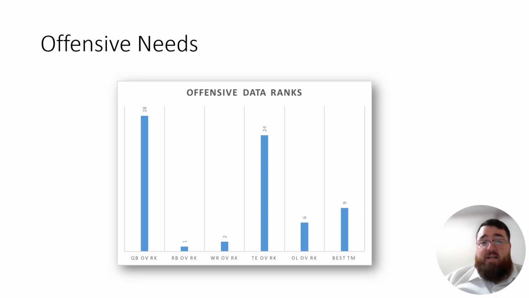Tight end, they also had a need, mainly for somebody to pair with Kyle Pitts. Kyle Pitts is a great tight end, but they need another tight end to pair with him to improve that area. And then overall, the rest of their draft was great. Their running backs are decent. Their wide receivers are great. So all those areas are pretty much filled.